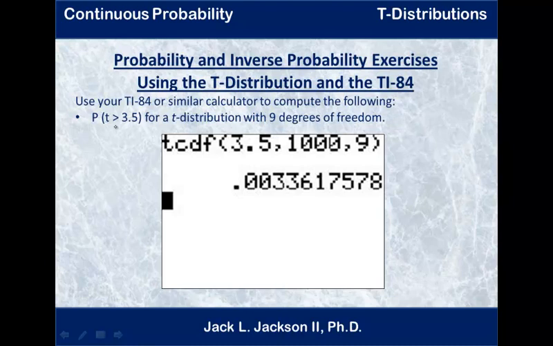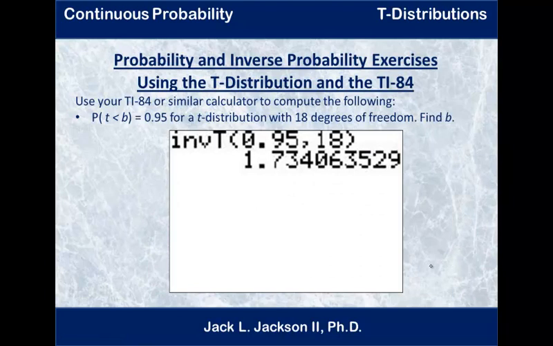Similarly, if we want to find the probability that t is greater than 3.5, we can go from 3.5 to infinity, and again, we'll just use 1,000 for infinity. Remember, you always have this last thing that's at degrees of freedom. That identifies which one of the t distribution curves we're working with.